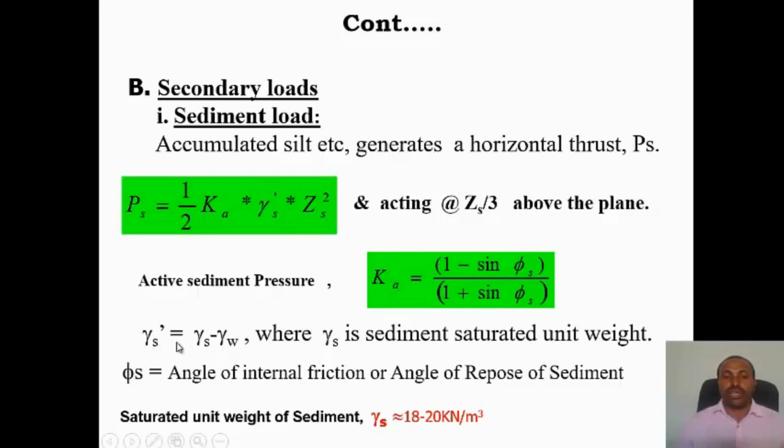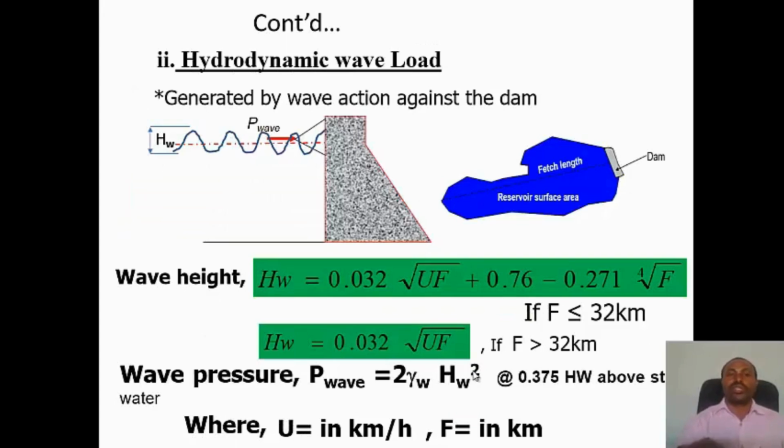Where gamma S prime is the saturated unit weight minus the unit weight of water, and gamma S is the sediment saturated unit weight. So φS is the angle of internal friction, or angle of repose, of the sediment. Most of the time, the saturated unit weight of sediment may be taken as between 18 up to 20 kilonewton per meter cube.